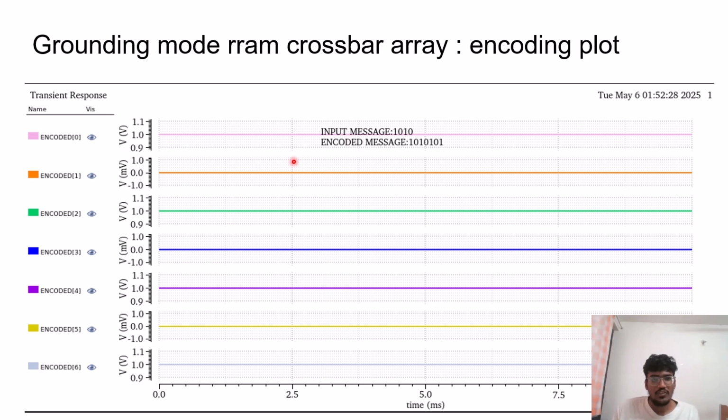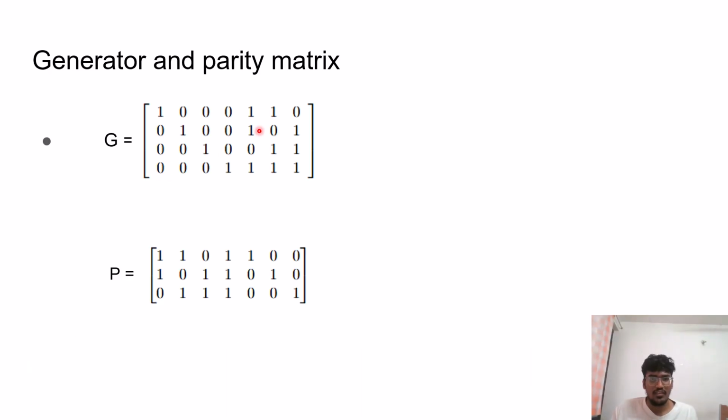Here the input message 1010 is fed to the Rram crossbar array, and the output we see is 10101001. This is the same as the theoretical value that we obtained for the Hamming code matrix, which is obtained by using vector matrix multiplication. These are the generator and parity matrices that we used to show the results that we have obtained.